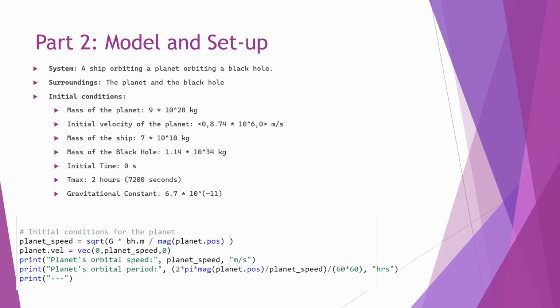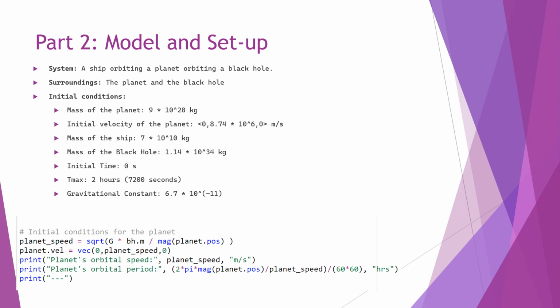For part 2 of this lab, the system is a ship orbiting a planet that is orbiting a black hole. The surroundings are the planet and the black hole. The mass of the planet is 9 times 10 to the 28th kilograms, the mass of the ship is 7 times 10 to the 10th kilograms, and the mass of the black hole, determined by part 1, is 1.14 times 10 to the 34th kilograms. The planet's speed was found using a rearrangement of the universal law of gravitation, and the program runs with a t maximum of 2 hours to better visualize the planet's orbit.